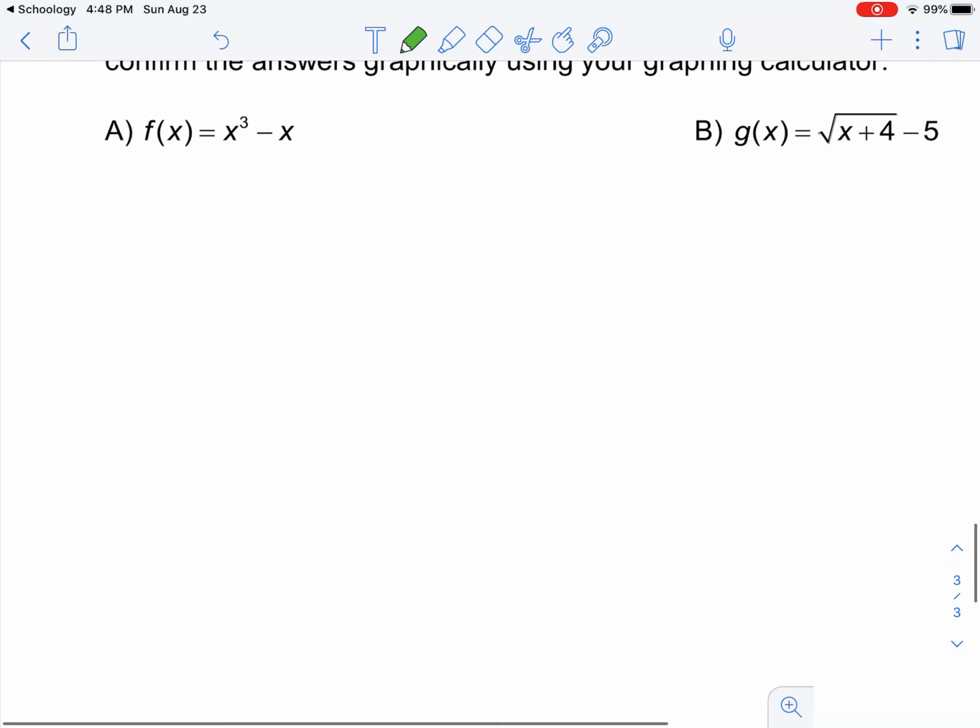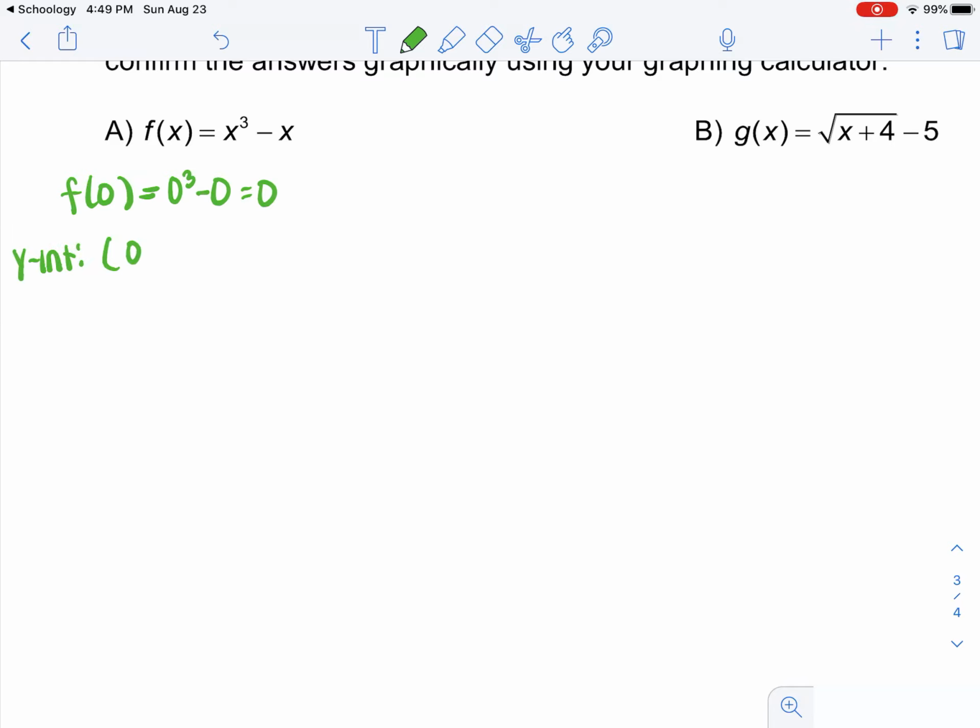Find y-intercepts, plug in 0 for x, see what you get for y. So I'm going to find f of 0. Plug in 0 for x. That's 0 cubed minus 0. So I got 0. That means my y-intercept is 0, 0. When I plugged in 0 for x, I got 0 for y.